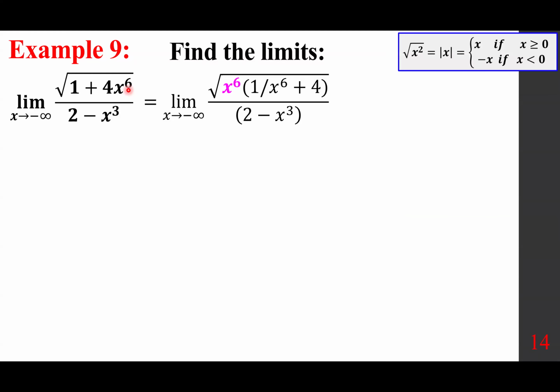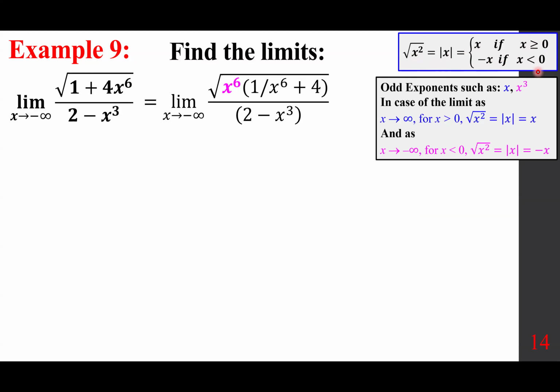Reminding you that the square root of x squared is the absolute value of x. Absolute value of x is the distance from 0. It is x if x is positive, greater than or equal to 0, and it's negative x, meaning the opposite of x, which makes minus x positive, if x is less than 0. It doesn't mean negative.